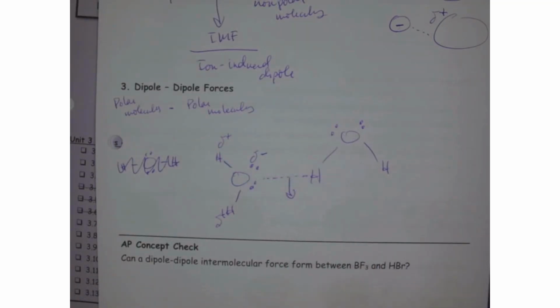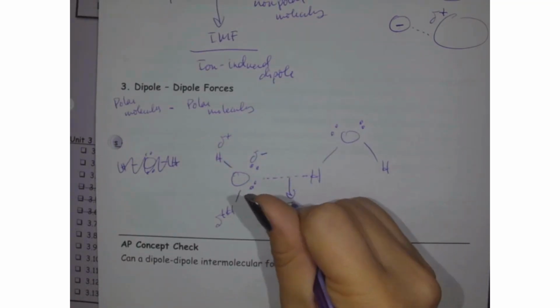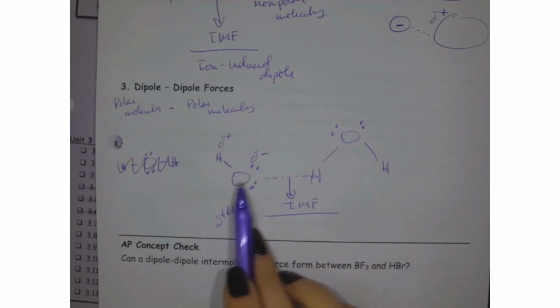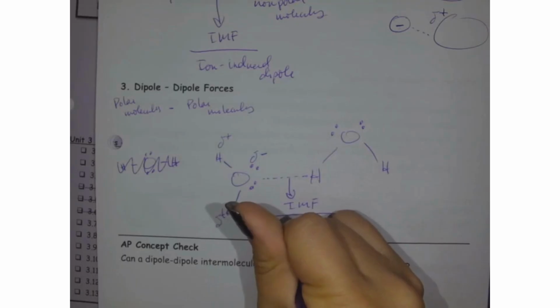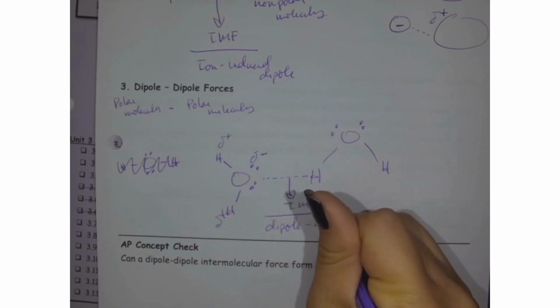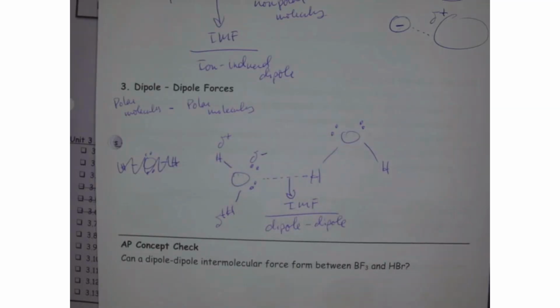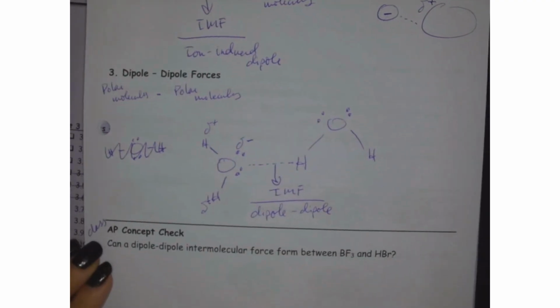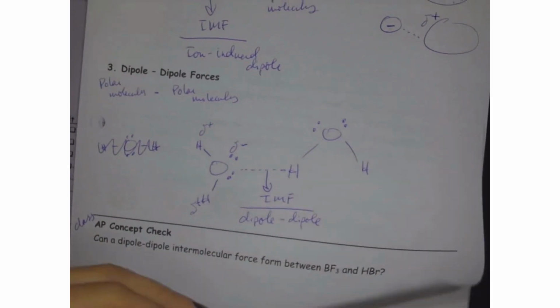And this attraction between the molecules, this IMF, is going to be a polar molecule attracted to another polar molecule. So it's going to be dipole-dipole. And that would be its IMF attraction. Okay, again, let's save these examples for class, and that will be a great way of reviewing this.